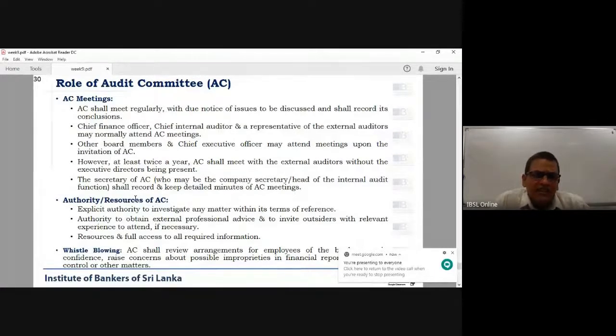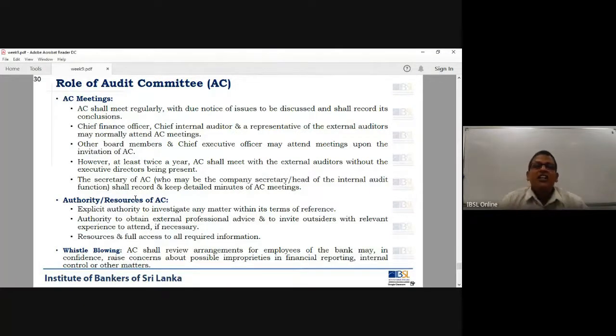The audit committee meetings, authority and resources of the audit committee, and whistleblowing. The audit committee shall meet regularly with due notice of issues to be discussed and shall record its conclusions. The Chief Finance Officer, Chief Internal Auditor, and a representative from the external auditors may normally attend the audit committee meeting. You can just read and understand this. There is nothing much to explain.